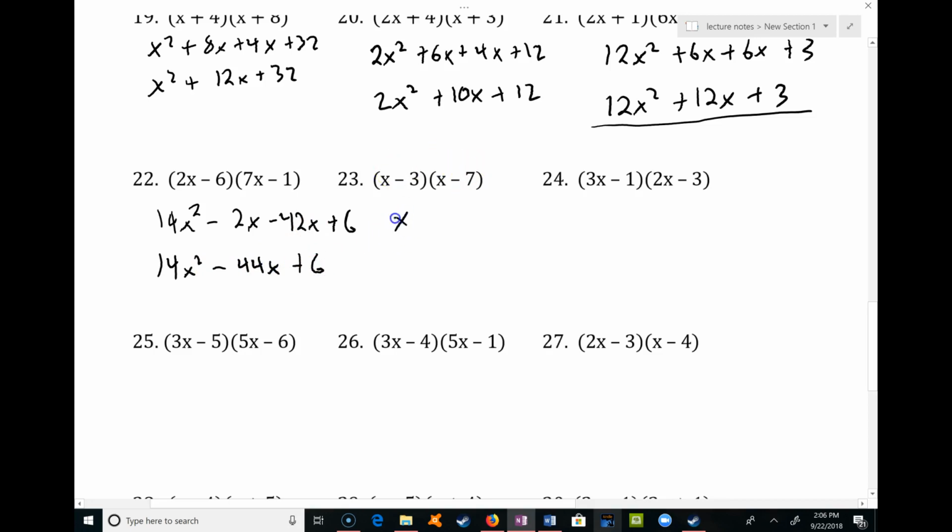x times x is x squared. x times negative 7 is negative 7x. And I got to work on my 2's. Negative 3 times x is negative 3x. And negative 3 times negative 7 is positive 21. And as always, the middle terms add together. And okay, so I'm going to pause this for a minute.